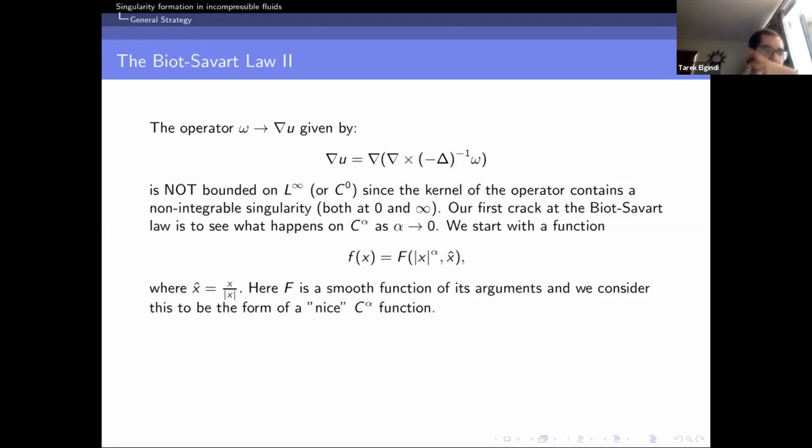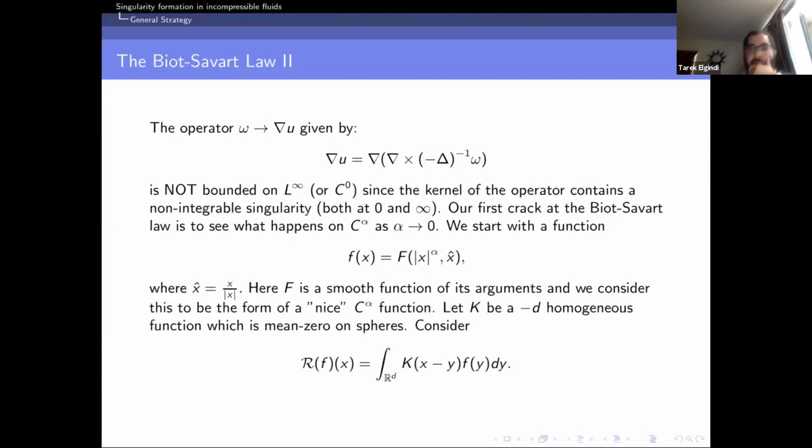Okay, one way to think about it is that you're talking about general C alpha functions. Okay, maybe that's too broad. So you think about smooth functions of this variable, x to the alpha, and the angle. So this is what I call a nice C alpha function. Right, a C alpha function can be really crazy, because it can have Weierstrass type functions and things like that. So that's too crazy for us. So we think about this sort of nice C alpha function.